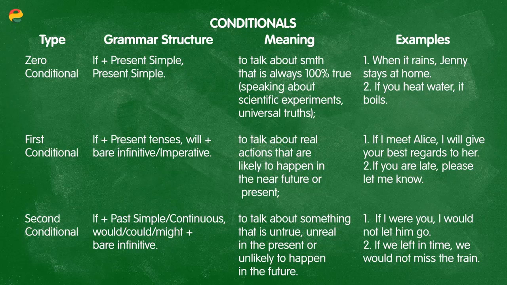The second conditional, formed by using if, followed by the past simple or the past continuous tense, and then a main phrase using would, could, or might, and the bare infinitive, is used to talk about the present where something is unreal, or something that is unlikely to happen in the future. If I were you, I would not let him go. Or, if we left in time, we would not miss the train.